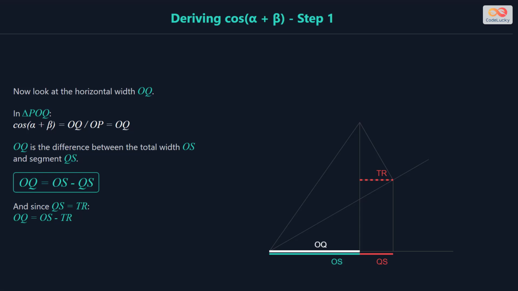Now let's do the same for cosine. Cosine is adjacent over hypotenuse. The adjacent side for our big angle is the horizontal width OQ, looking at the diagram. OQ is the difference between the long segment OS and the short segment QS. Since QS is equal to TR, we are looking for OS minus TR.